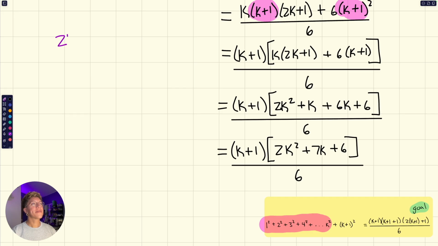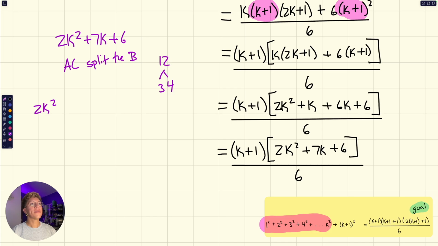So up here we have 2k squared plus 7k plus 6. To factor this, we're going to use AC split the b. See the short video on how to do that. So AC split the b. We're going to take our a, which is 2, our c, which is 6, and multiply together, we get 12. We want the factors of 12 that add up to 7, and so we say 3 and 4. We take our b, which is 7k, and we split it into 4k and 3k. You'll have to do practice to know which one to put first. And then plus 6.